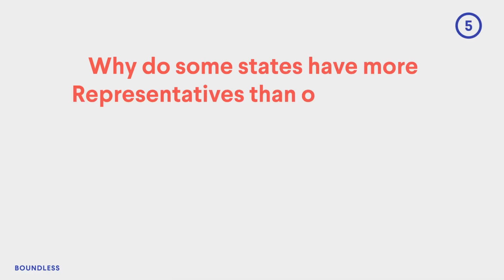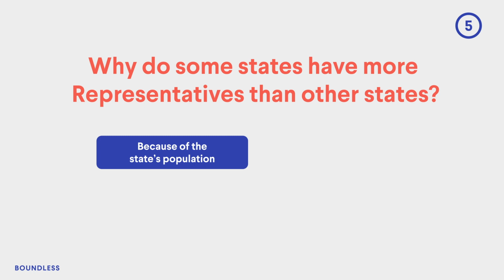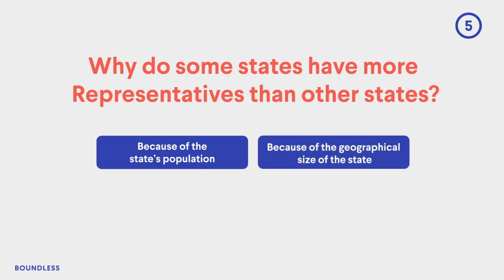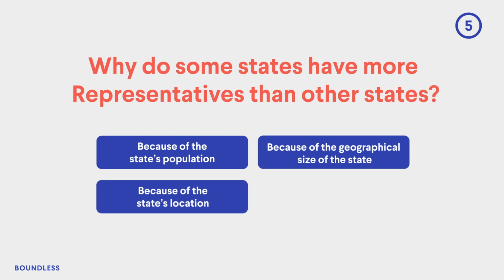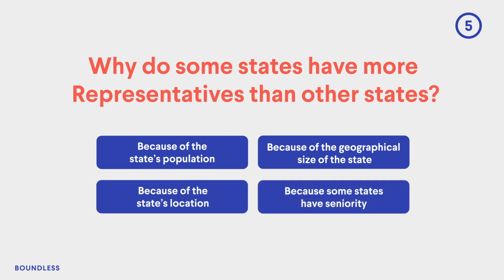Why do some states have more representatives than other states? Because of the state's population. Because of the geographic size of the states. Because of the state's location. Because some states have seniority. Answer: because of the state's population.